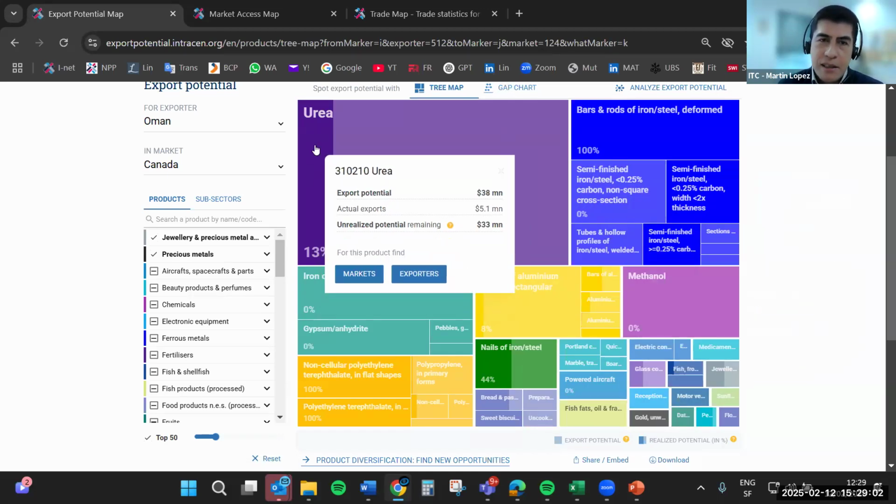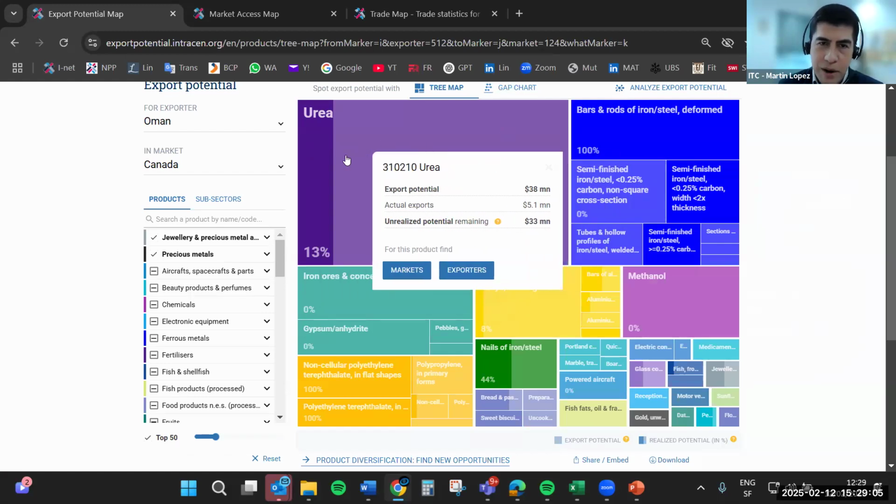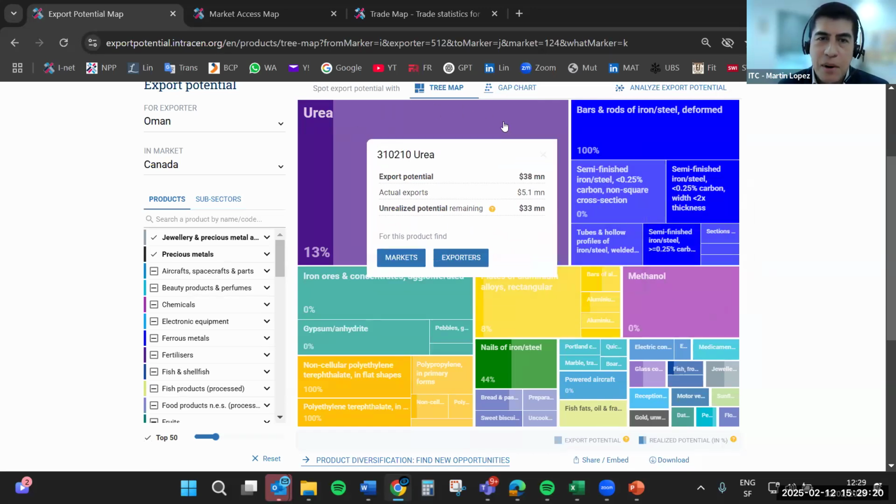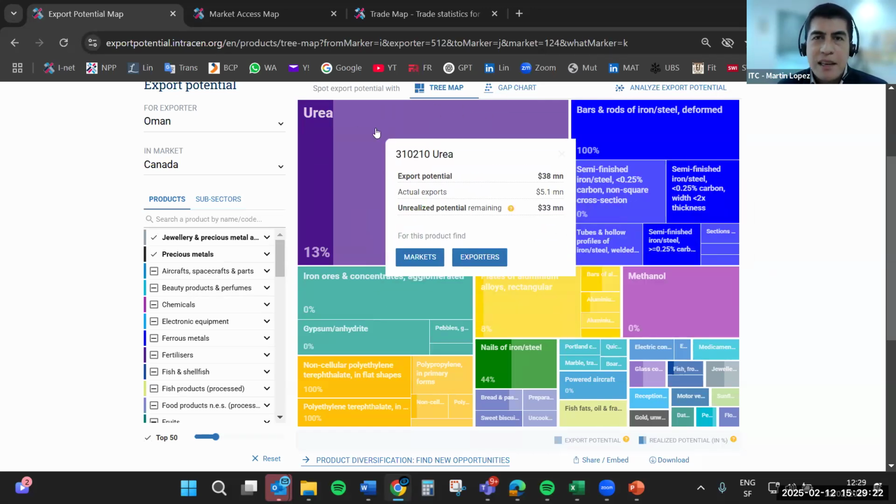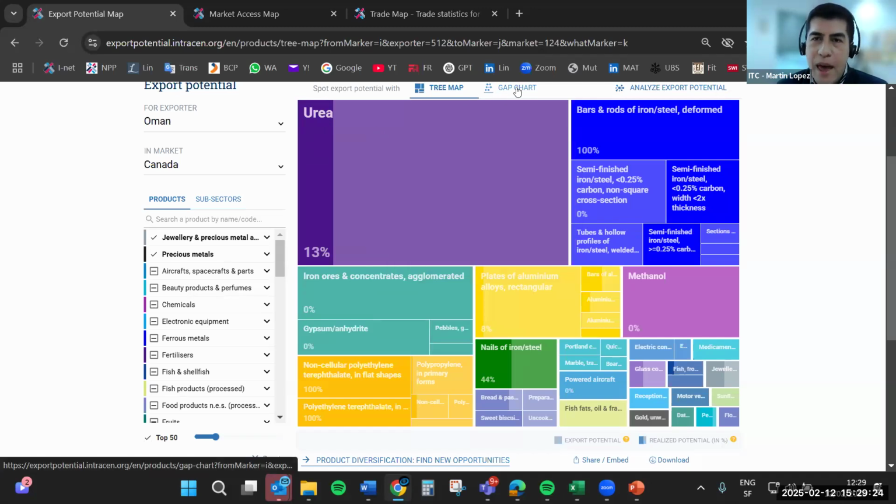And remember, the darker area, for example, here in urea, indicates the extent to which Oman is making profit, is seizing this market opportunity. The rest, the larger part, the lighter part of this rectangle is room to grow exports.